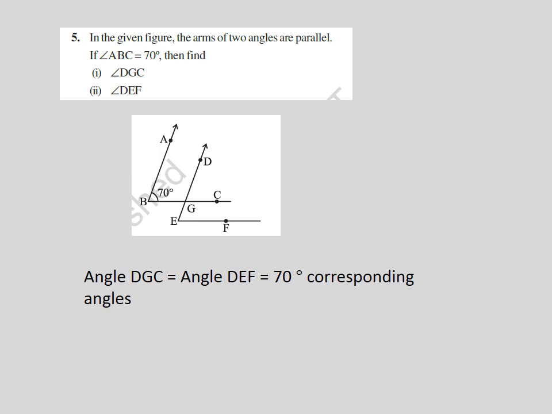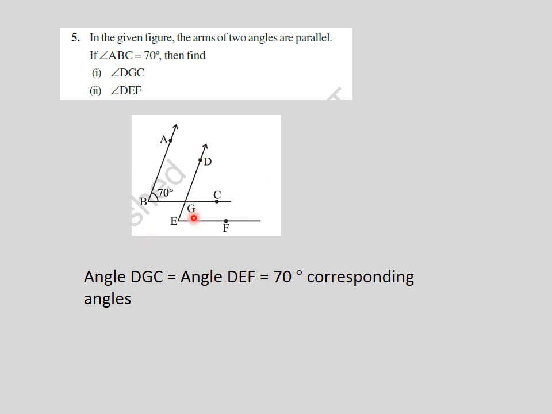Now we will go to the next one. In the given figure, the arms of two angles are parallel, which means the sides of the angles are parallel. AB is parallel to DE and BC is parallel to EF. If angle ABC is equal to 70 degrees, then find angle DGC and angle DEF.